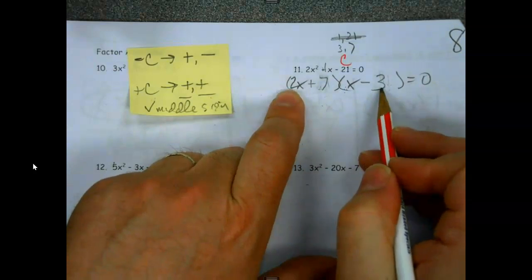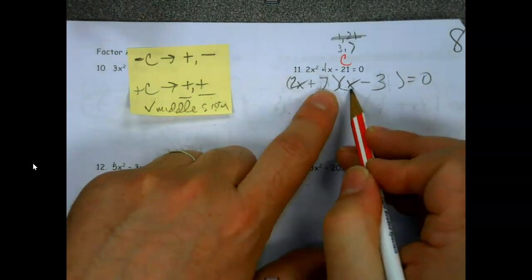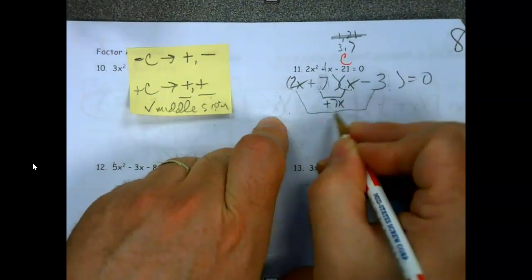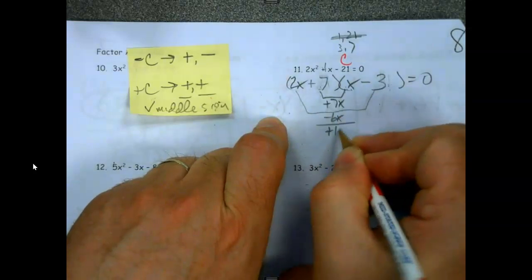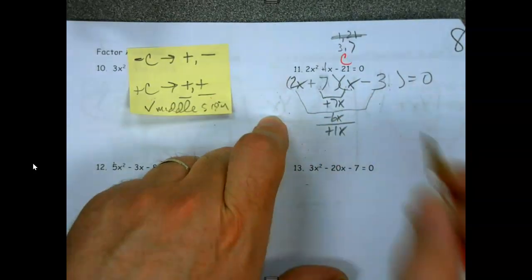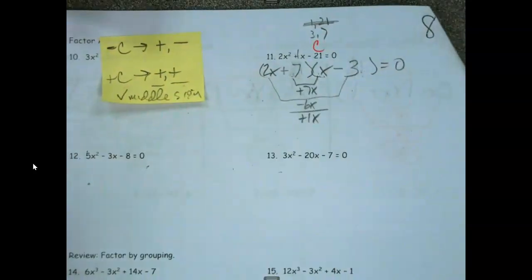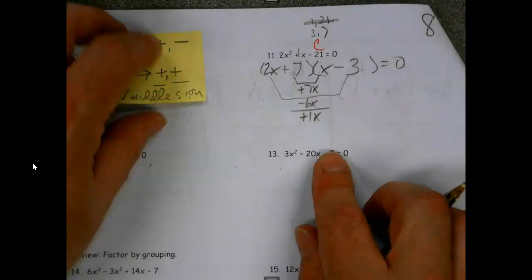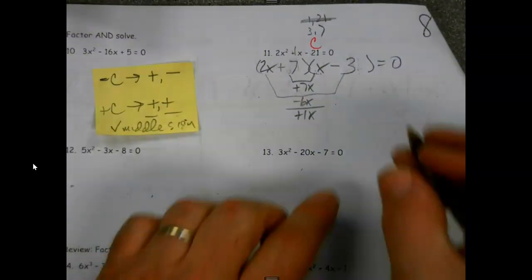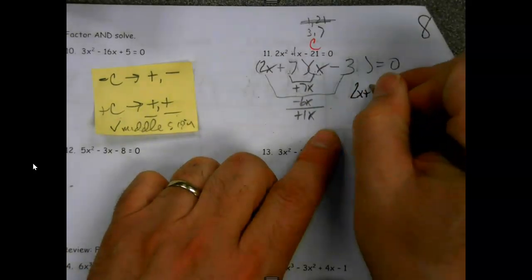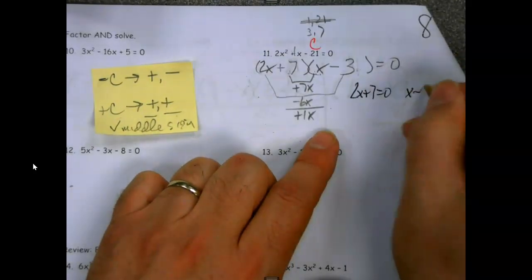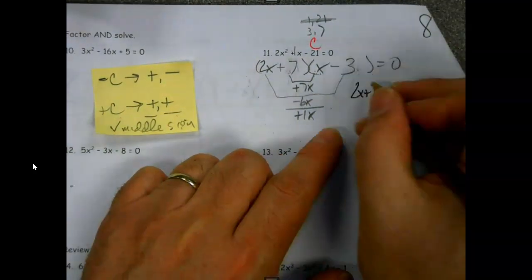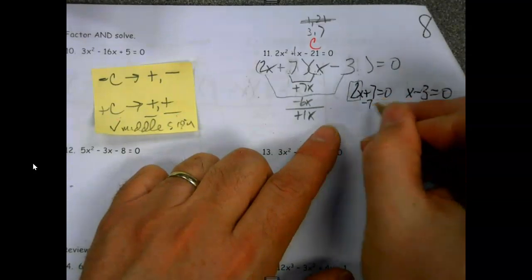Negative 6 on the outside, 7 on the inside. Is negative 6 and 7 going to get me there? It is. So it took me 3 shots, but I got there. But since it has the equals 0, and since it says solve over here, we're going to take each of those sets of parentheses and we're going to do our thing.